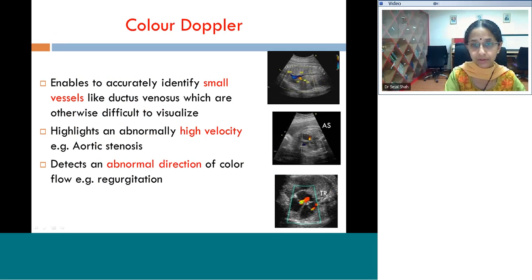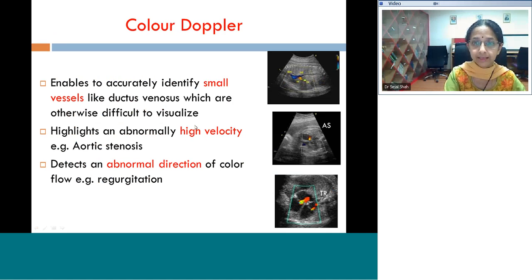The ductus venosus Doppler is useful for us even as early as the 12 weeks scan, and if the ductus venosus Doppler is abnormal, it's an indication for doing a fetal echo, and an indication to suspect congenital anomalies, especially chromosomal anomalies. So it enables us to identify small vessels like the ductus venosus, which otherwise would be very difficult to visualize.